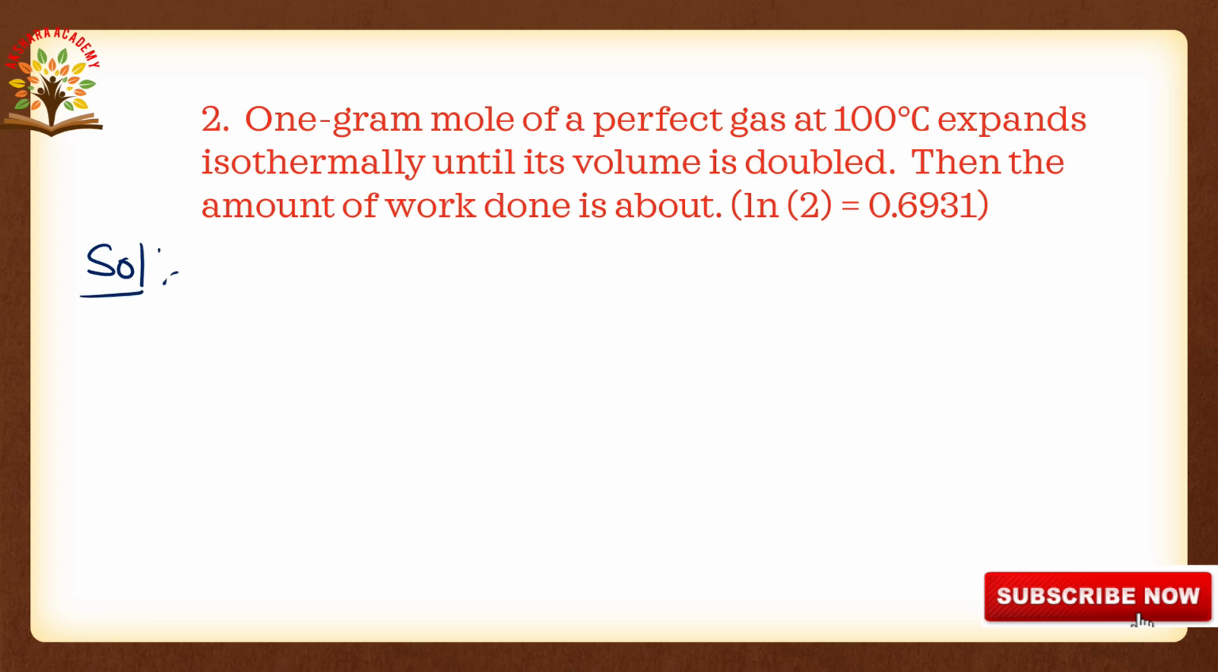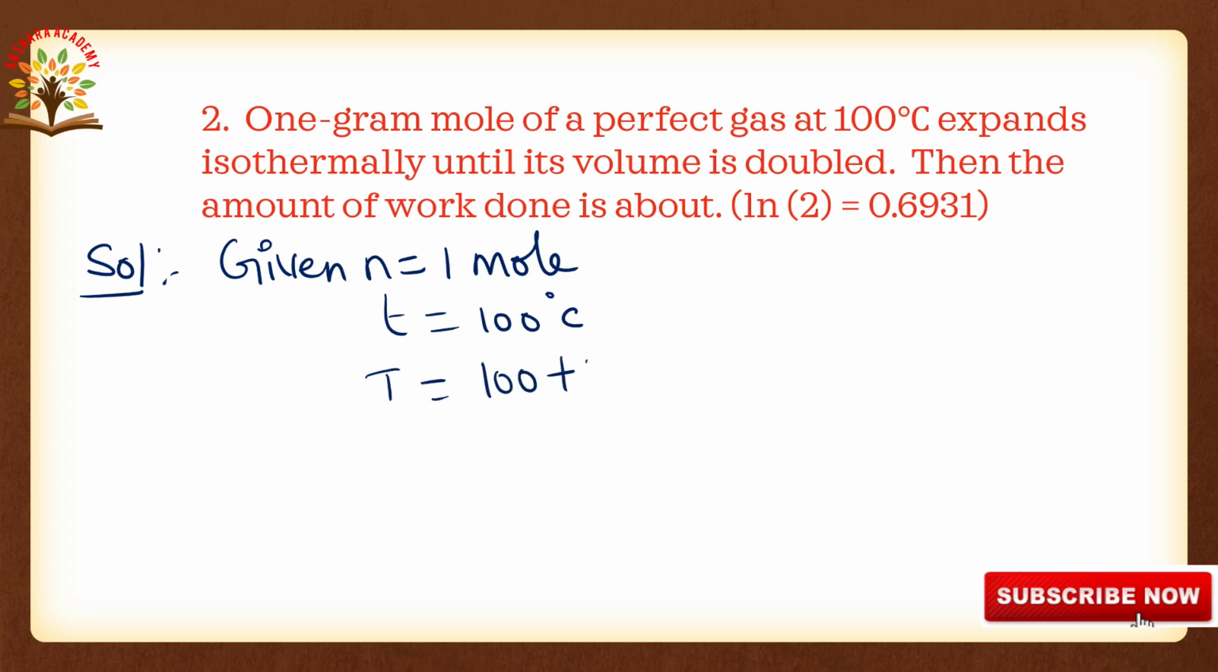Given n is equal to 1 mole, 1 gram mole. So n is equal to 1 mole and the temperature T is equal to 100 degrees centigrade. Converting into Kelvin by adding 273, that is equal to 373 Kelvin. And next they have given ln2 is equal to 0.6931 and you have to calculate the amount of work done. So work done W is equal to question mark.